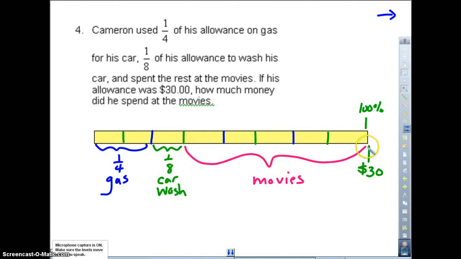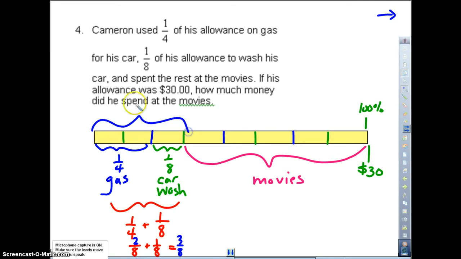How many 8ths is that? Well, if you add these two together and get a common denominator between 4 and 8, what's your common denominator? I know you know what goes here. 4 times what gives you 8? Yep, 2. What's 2/8 plus 1/8? 3/8. You can see that from here to here is 3/8.